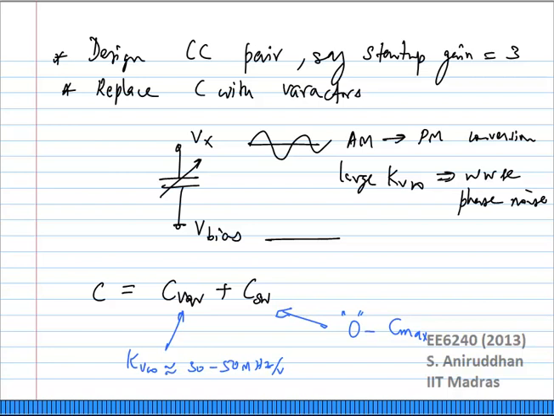Now, finally, you need some tuning to make it a true voltage controlled oscillator. You can start off with replacing the full capacitance with varactors, but if you do that, there will be a noise penalty, because your KVCO is going to be very large, and any amplitude noise will get converted to phase noise. Okay, the larger the varactors, the larger the KVCO, and you will see more noise.